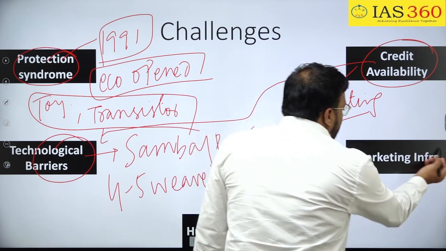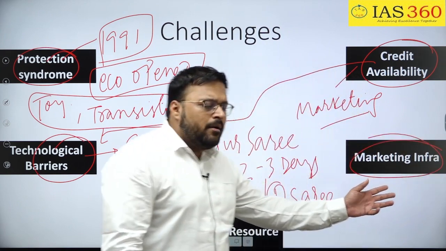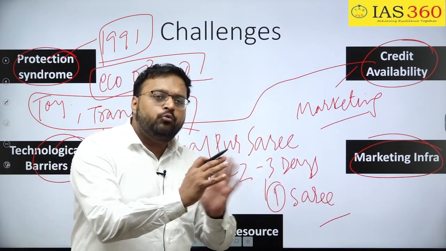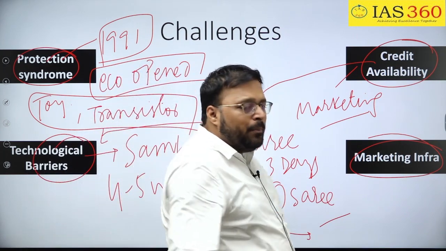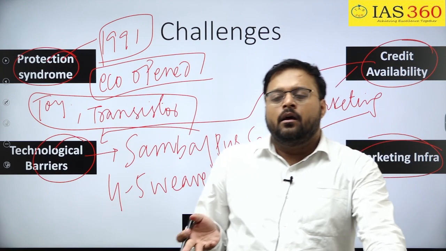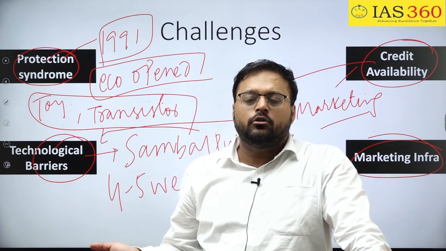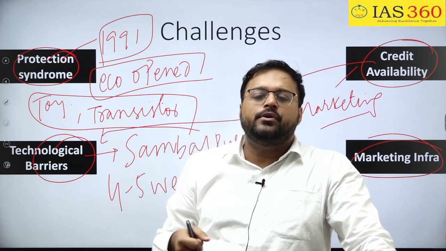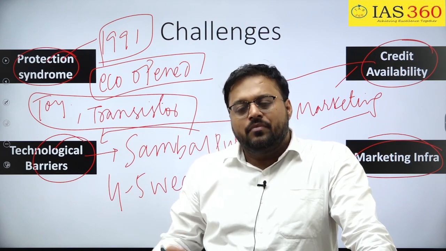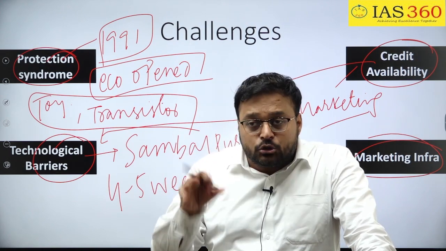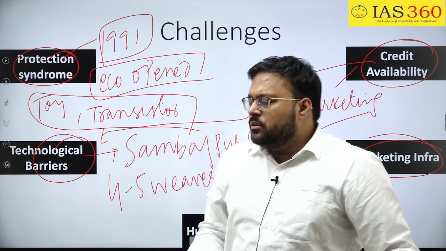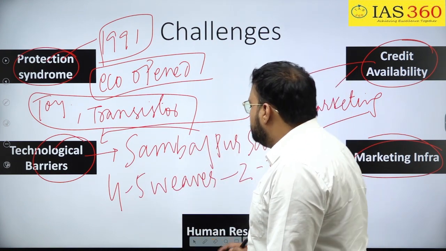Marketing infrastructure is also lacking because of the lack of rural-urban linkages. Human resource: most of the human resource has migrated from rural to urban areas because of the paucity of employment opportunities there, and therefore the lack of human personnel in these industries is also a challenge. So these are the things with respect to the challenges.